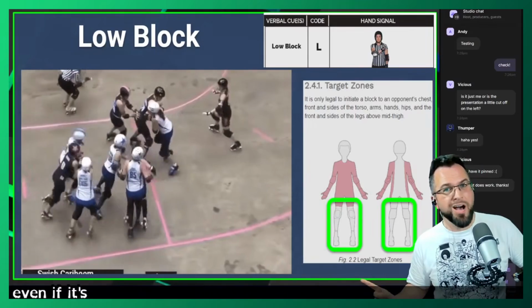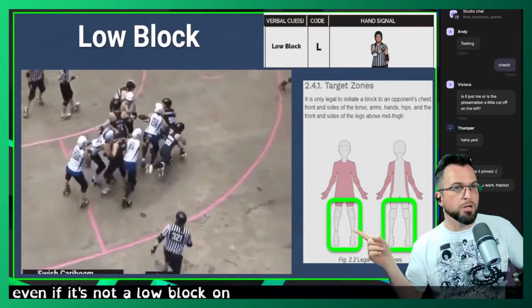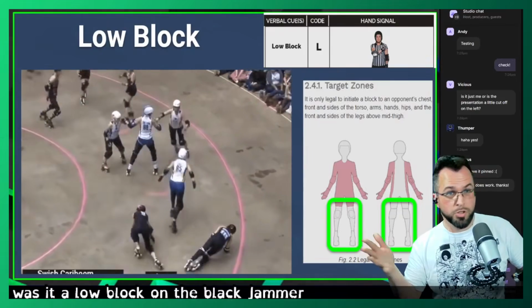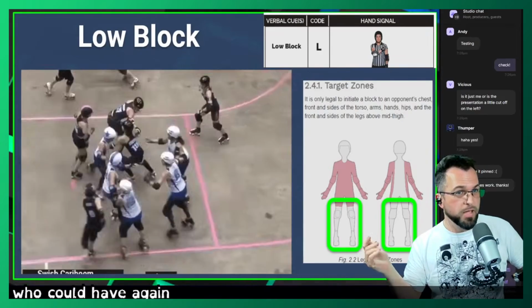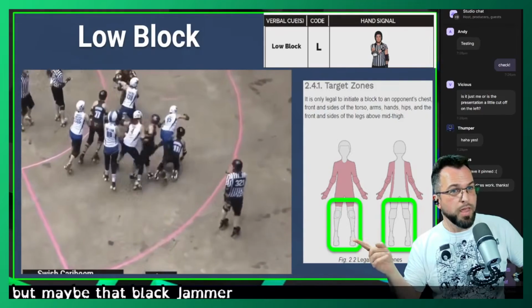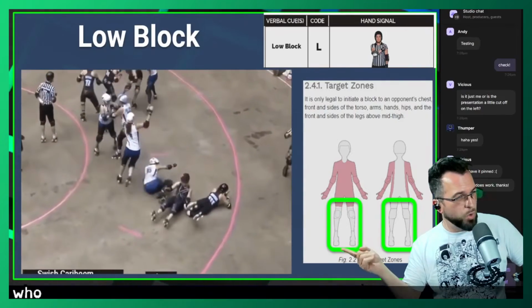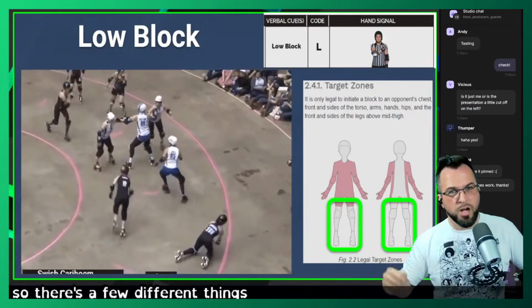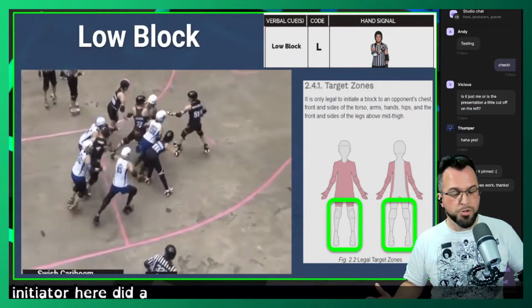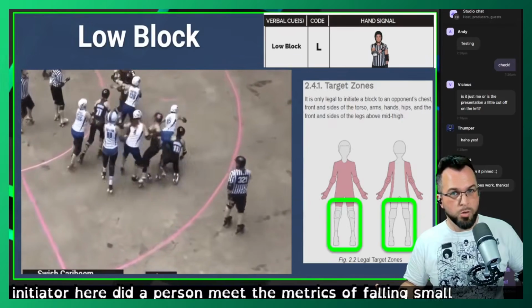Even if it's not a low block on the black blocker who goes down first, was it a low block on the black jammer, who could have, again, angles here make it a little bit more difficult, but maybe that black jammer made contact with that white blocker who went down. It looks like white 8-5. So there's a few different things to talk about here: who was the initiator here? Did a person meet the metrics of falling small and being a no call or not?